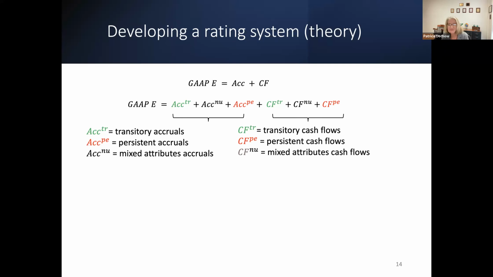Yeah, so what I'm doing here is just decomposing GAAP earnings into accruals and cash flows, and then decomposing them further into accruals that are transitory, accruals that are neither transitory nor persistent, and accruals that are persistent, like depreciation expense, for example. And also cash flows into transitory cash flows, these one-off things, cash flows that are persistent, and cash flows that have this kind of mixed attribute.